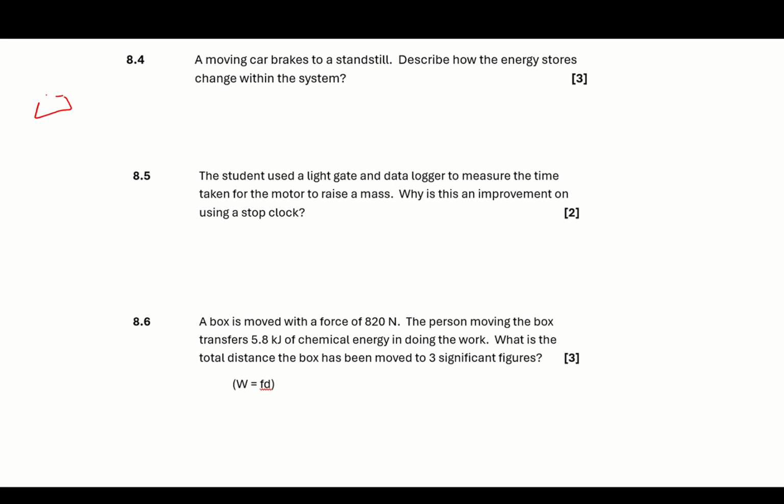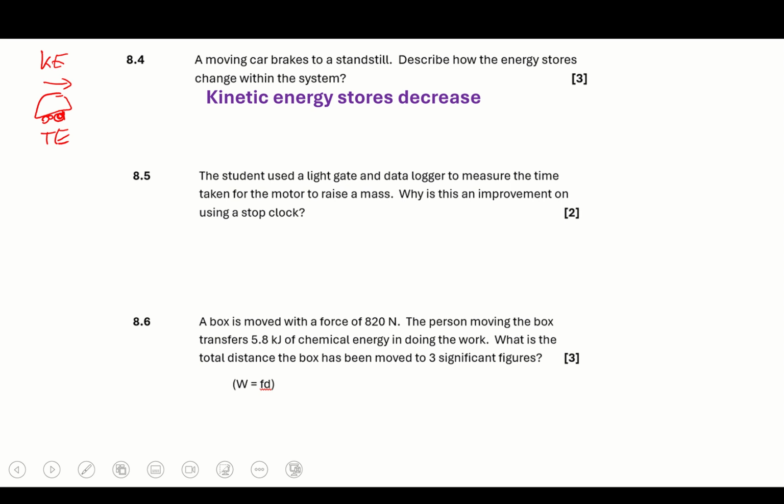Okay, next part, we've now got a moving car that brakes to a standstill. You can imagine I've got a little car here, it's moving, so it's got kinetic energy, and what I've got to do is get rid of that energy from the car, and that's going to go into the brakes, and they're going to get hot, so we're going to end up with thermal energy. And I said in lesson, make sure you tell us what energies increase and what energies decrease. So my first part is the kinetic energy store goes down. We want the car to go from moving to stopping.